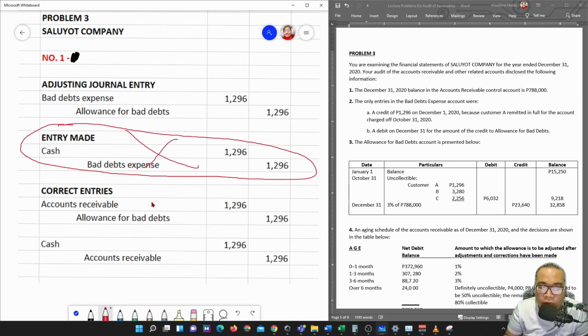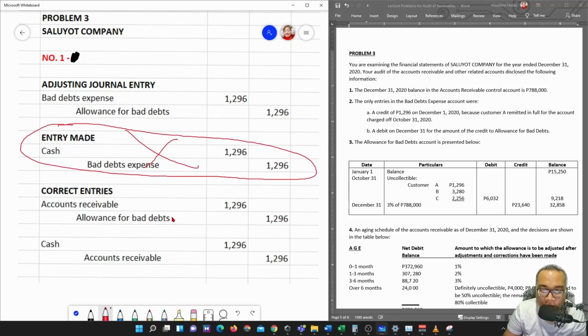So, i-adjust mo yung pagkakamali niya. Di ba? Mag-adjust ka. Hindi lang siya parati ang dapat mag-adjust. So, yun. Correct. Ang correct dapat na ginawa is this one. Di ba? Accounts receivable, allowance for bad debts. Di ba? Balikan nyo yung allowance method. Kapag may nabubuhay na ni-write off mo na dati, kapag may nabubuhay na ganun, ito yung nangyayari.